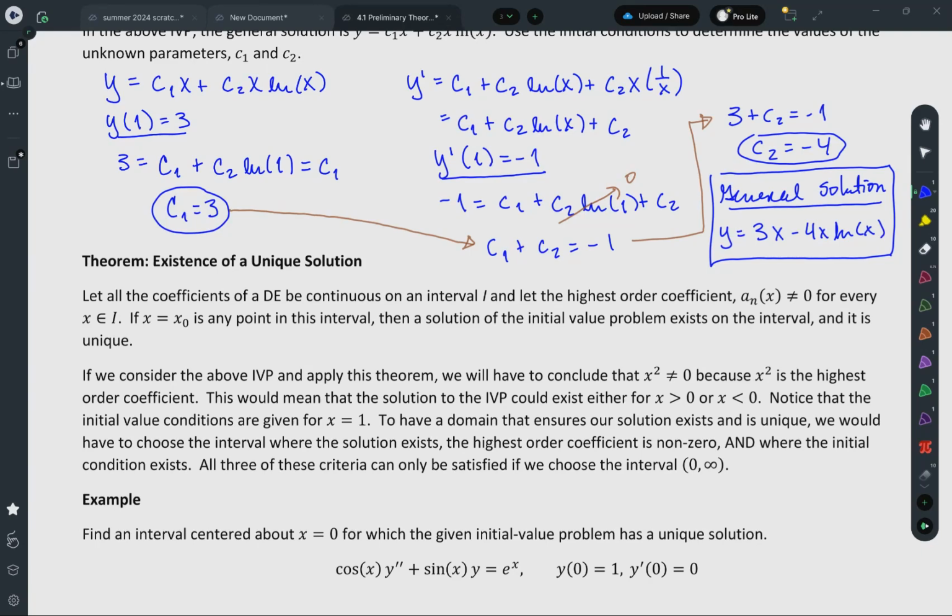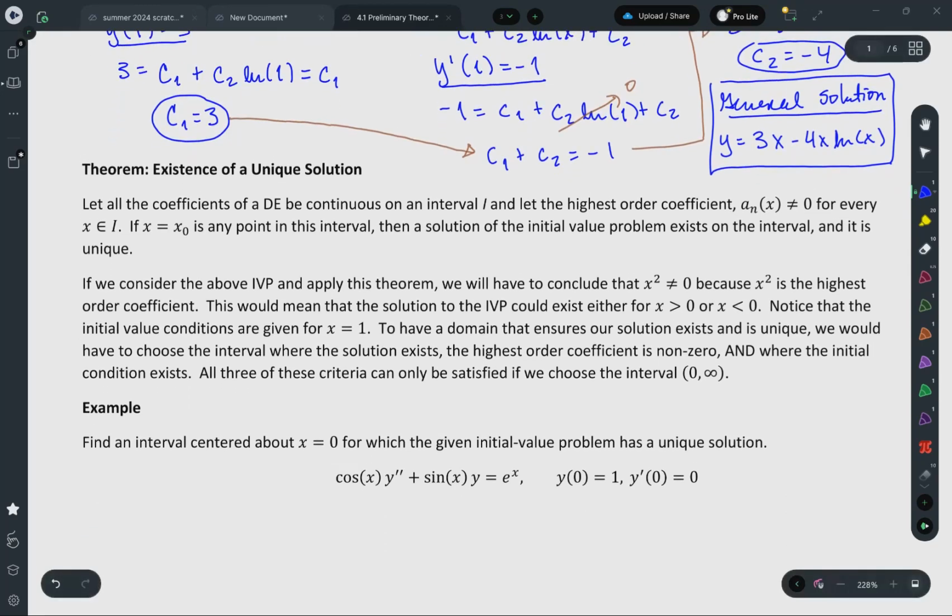So we're saying so long as we have an interval that all of the coefficients are continuous on, and the highest order coefficient is not equal to 0 for all the x's in that interval, then a solution of an initial value problem will exist on the interval, and it will be unique. This is easier than the first order.